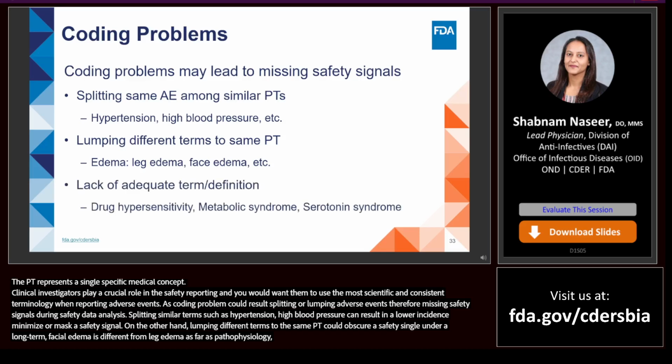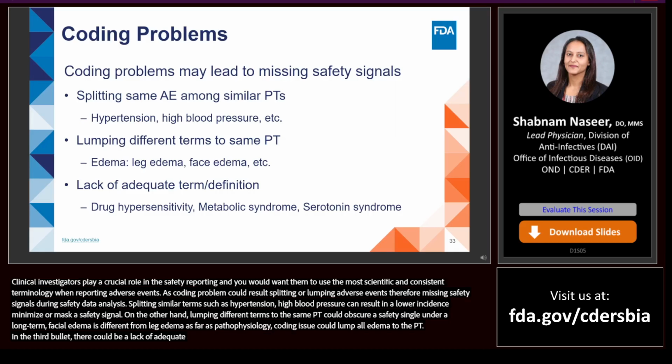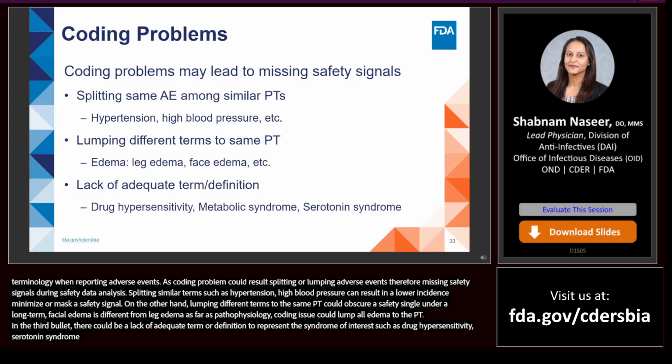In this third bullet, there could be a lack of an adequate term or definition to represent a syndrome of interest such as drug hypersensitivity or serotonin syndrome. And in this case, you may need a prospective case definition if the syndrome is not well characterized by a single term.